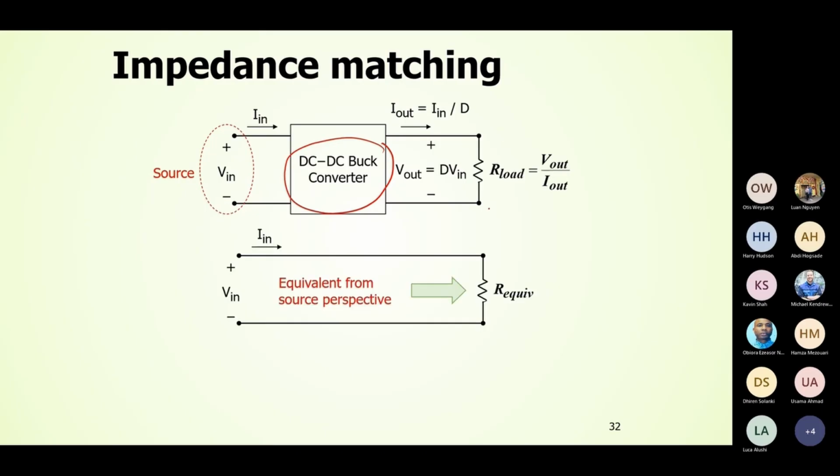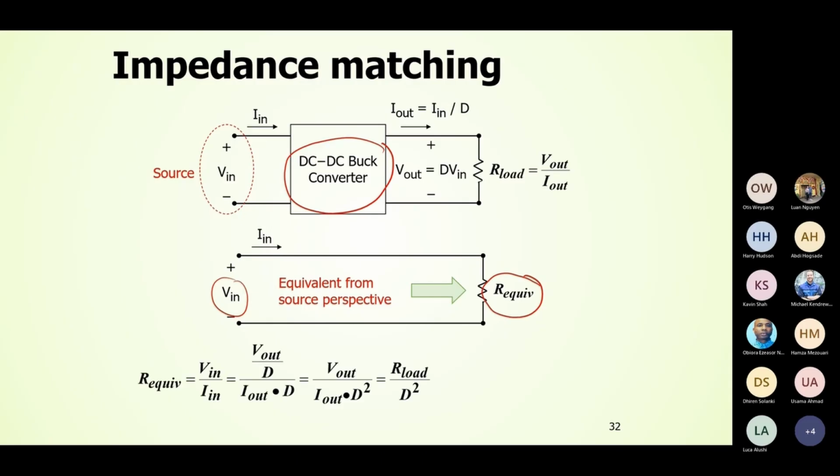So here we see an equivalent representation. What is the equivalent representation from the load side? The source will just see an equivalent load. The source will not see all these things. But if we can somehow artificially control this equivalent resistance, then we can ensure that the source and load impedance are the same, and this will ensure maximum power transfer.